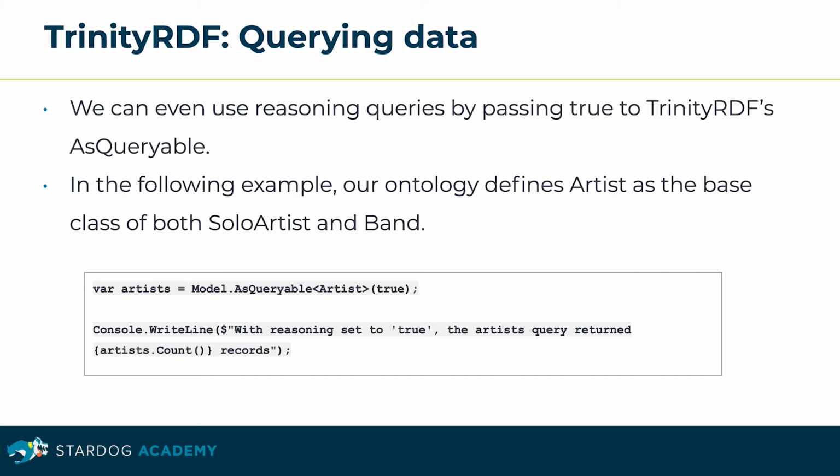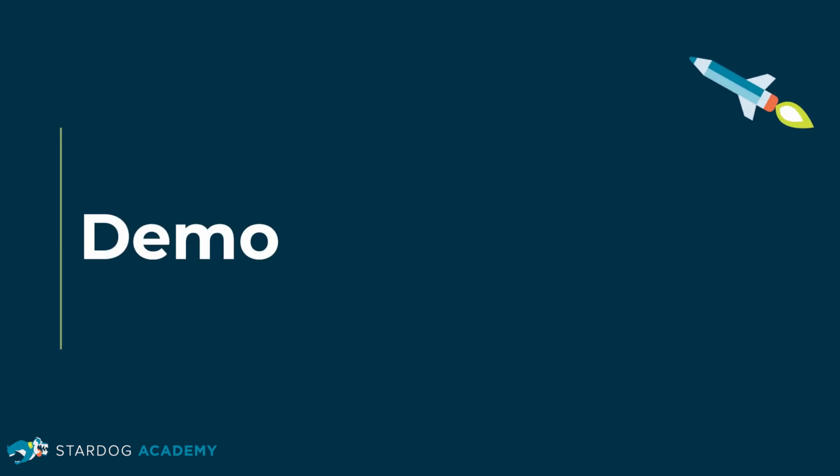We can even use reasoning queries by passing true to TrinityRDF's AsQueryable. In the following example, our ontology defines artist as the base class of both solo artist and band. If we run this query without reasoning, it returns no records. But if we turn reasoning on, we then get results, as solo artist and band are both subclasses of artist. This is the demo about querying Stardog using TrinityRDF.